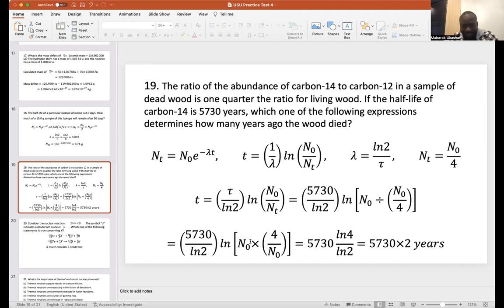So N0 cancels. I have ln 4 over ln 2 times this guy. Ln 4 over ln 2 just gives you 2. So it's just 2 times the original half-life we're given, that in years. And the answer is given in this form, 2 times 5730. That's the correct answer here.